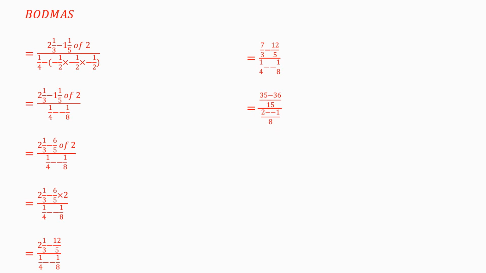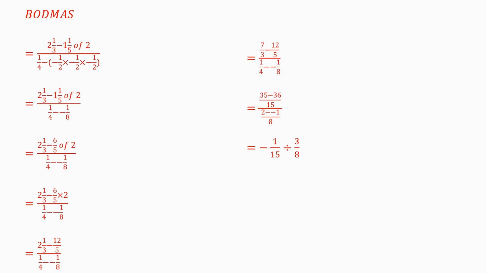4 goes into 8 2 times, 2 times 1 is 2, minus negative, 8 goes into 8 once, once times 1 remains 1. And so we simplify this: 35 minus 36 is negative 1. So it will be negative 1/15 divided by 2 minus negative 1. Since there are two negative signs together, that implies it's an addition. So it's similar to 2 plus 1, which is equal to 3. So we shall have negative 1/15 divided by 3/8.